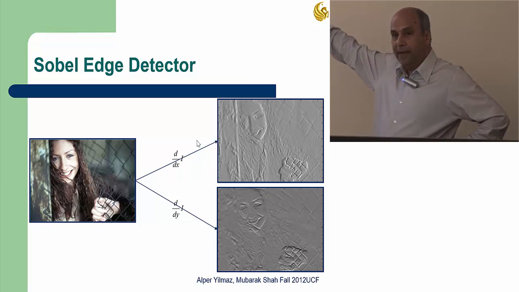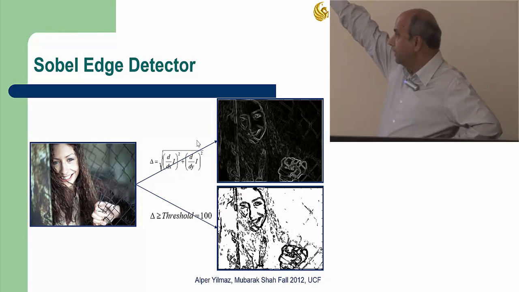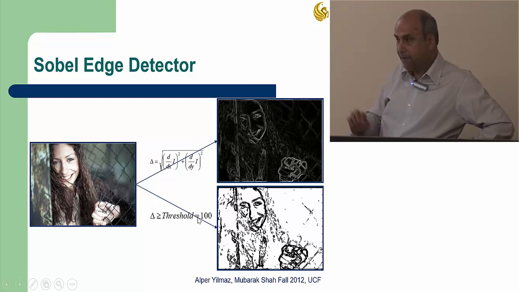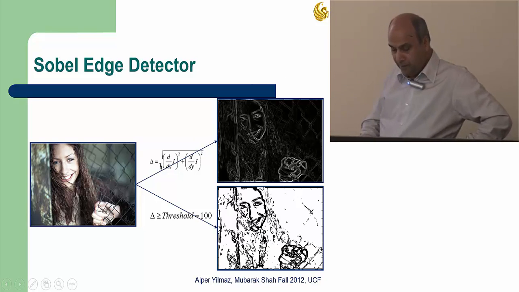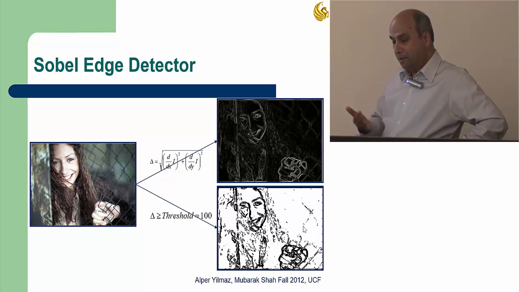So this is the derivative in x direction, the derivative in y direction, and this one is the magnitude at the top, and we apply a threshold. If it is more than 100, these are the edges. So that's what you get. Very nice. So you learned calculus to do derivatives. Now you can see it visually. So this is what the derivative is doing.